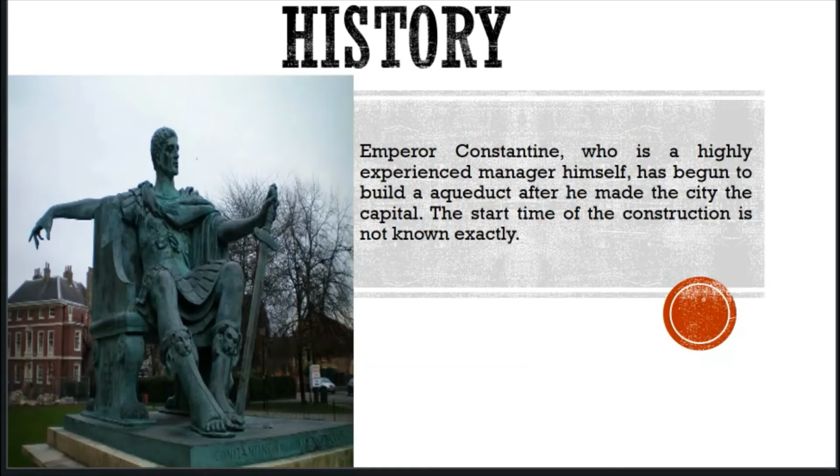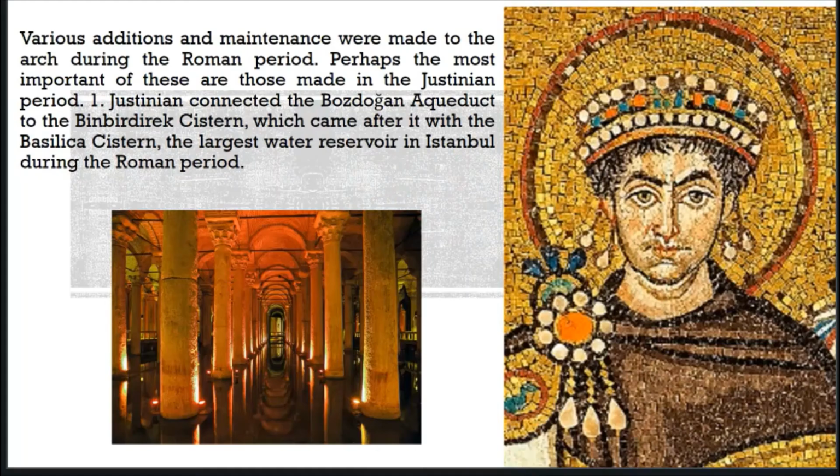Emperor Constantine, who was a highly experienced manager himself, began to build the aqueduct after he made the capital. The start time of the construction is not known exactly. Therefore, it is assumed that it was a date between 306 and 337 AD, when Constantine ruled.